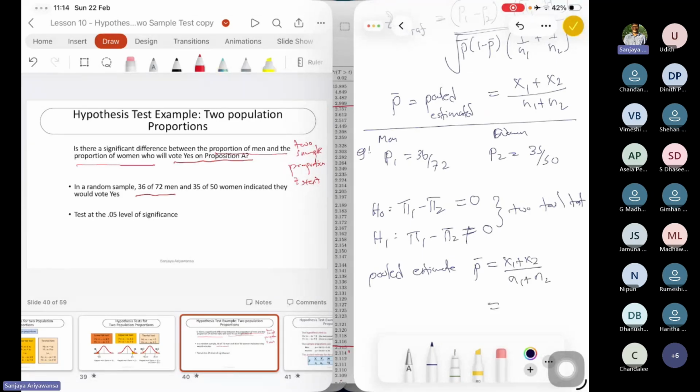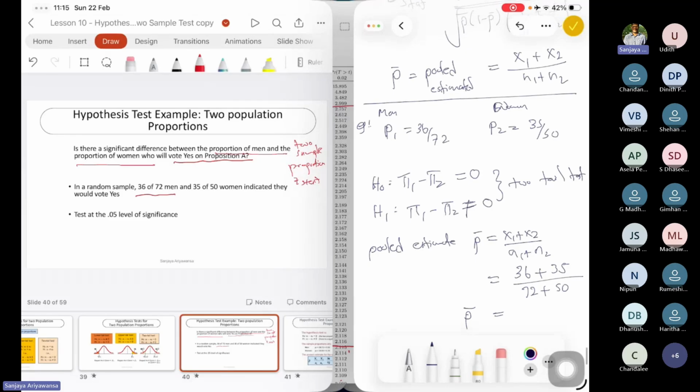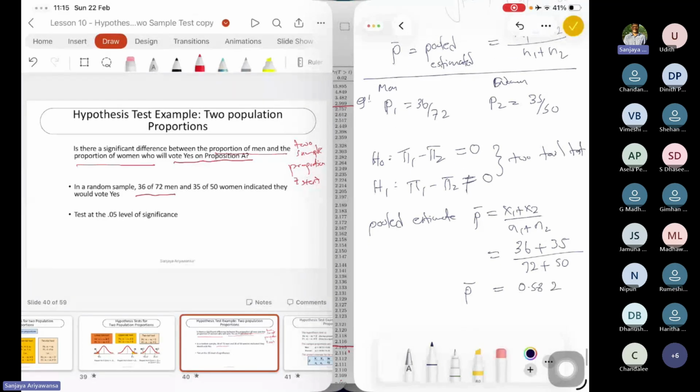So what is that? What is x1? X1 is 36. 36 out of 72 men indicated they would vote yes. So 36 is the number of men who voted yes. X2 is the number of women who voted yes, divided by 72 men in total plus 50 women in total. So my pooled estimate comes up to about 0.582.